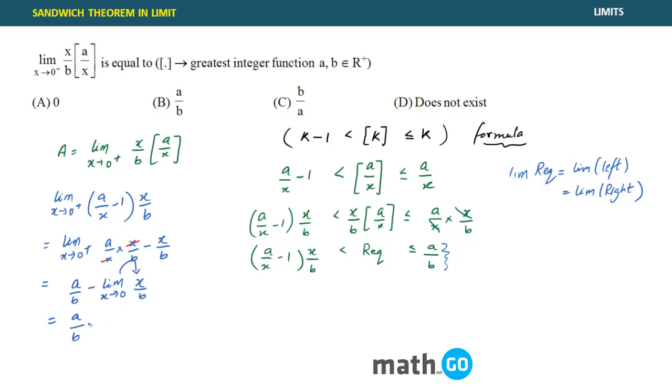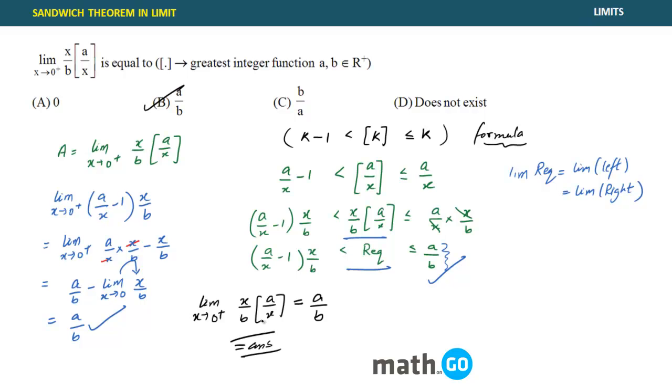So can you check that the lower function also has the limit a by b and the upper function also has the limit a by b? So the middle function will also have the limit a by b. By the sandwich theorem property, I can say that the limit as x approaches 0 plus of x by b GIF a by x will be equal to a by b. This is option B, and this is the particular answer you are trying to achieve. I hope the concept of the sandwich theorem is now clear to you.